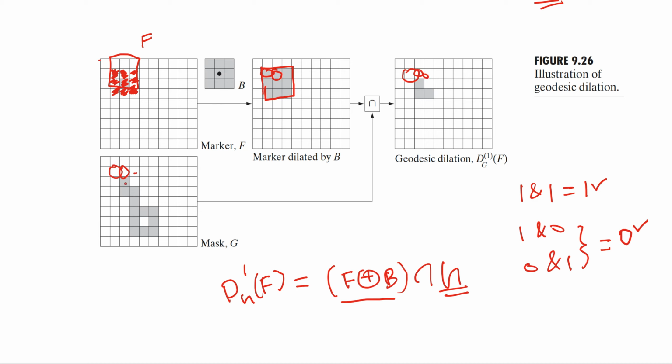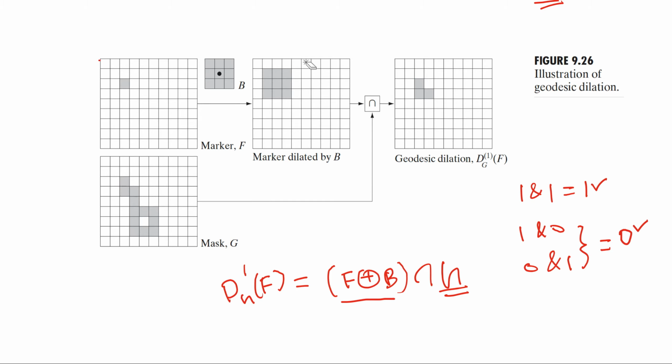And the first one will be produced when you intersect this one with this one, so that you will get a 1 here. And if you continue this operation, then these three pixels will be selected as the result of geodesic dilation when you apply it one time. Okay, and if you apply it multiple times, I will explain that aspect also.